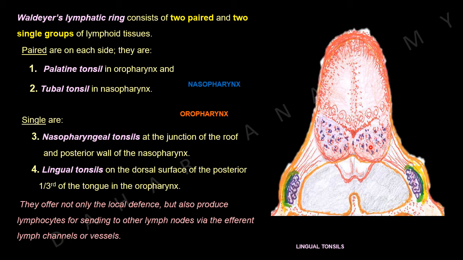Okay, in the oropharynx, they offer not only local defense but also produce lymphocytes for sending to other lymph nodes via the efferent lymph channels or vessels.